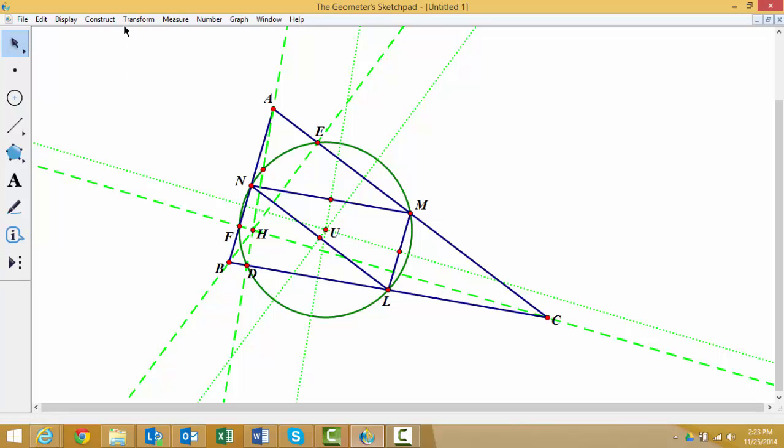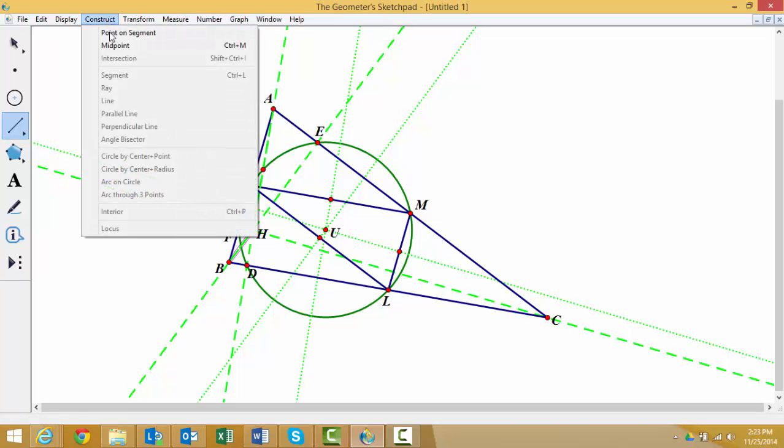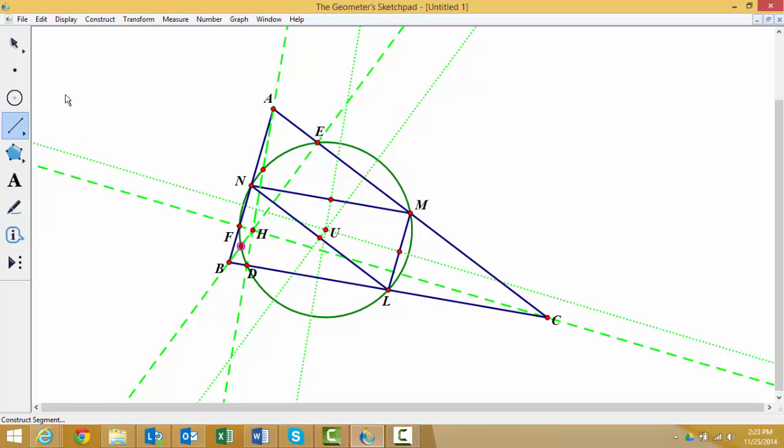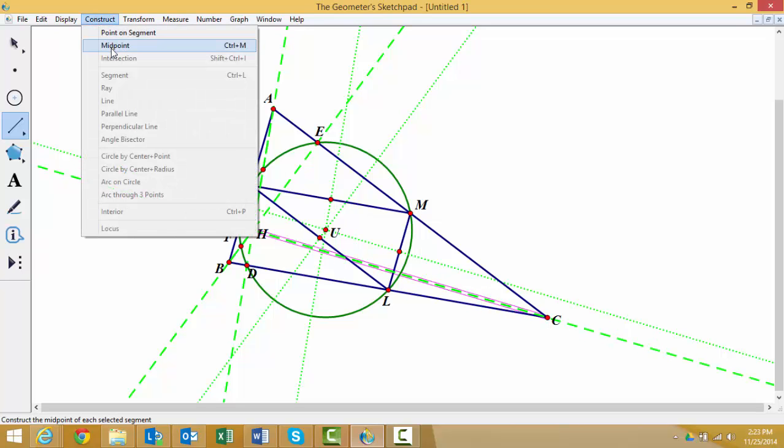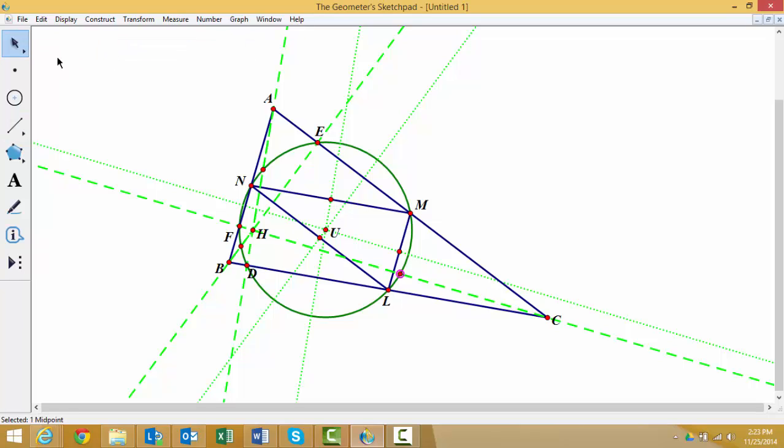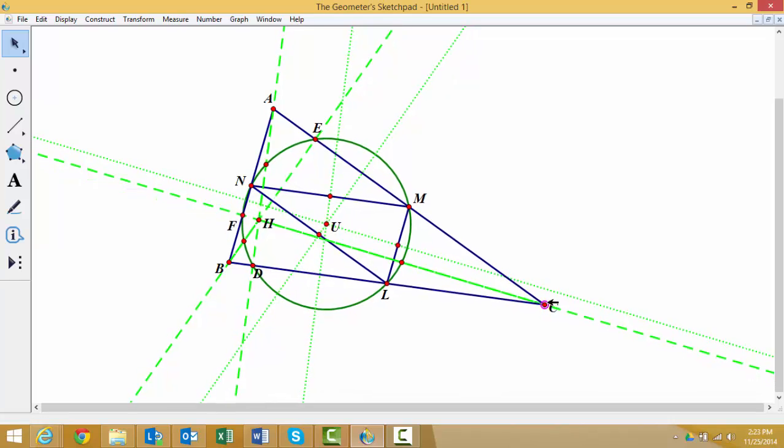Similarly, what I'm going to do is segment BH, and then construct the midpoint. So you see that, okay? Unselect everything. Similarly, I'm going to draw a segment CH, and then construct the midpoint. So now let me unselect everything.